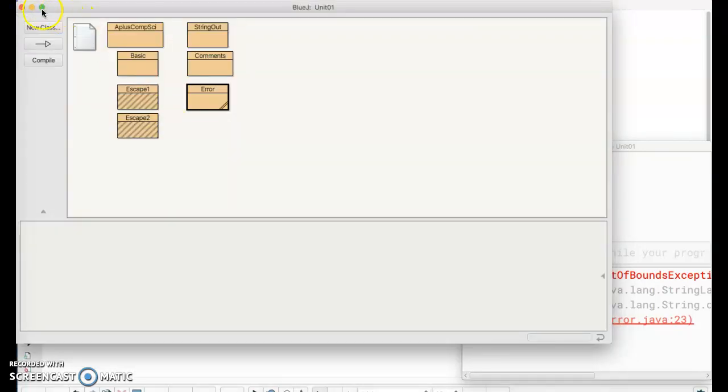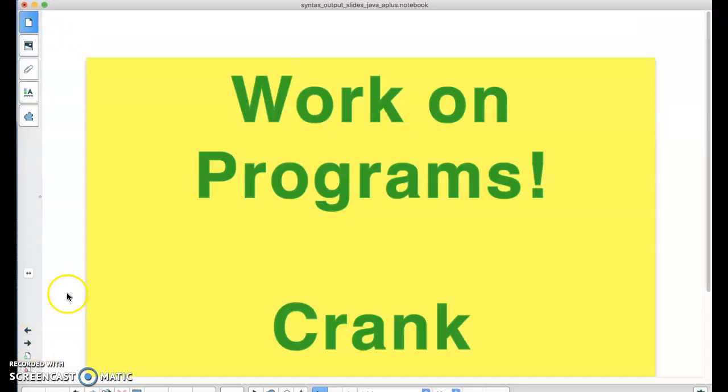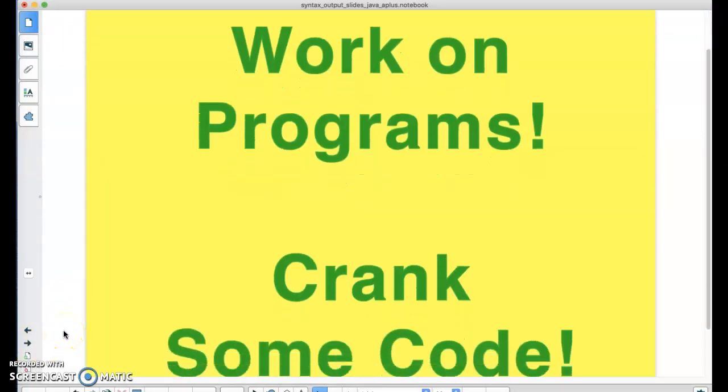Okay, so I know it takes a while, but these are the basic pieces of code. We're going to be working on programs now that deal with this, and I hope you have fun and enjoy. Bye.